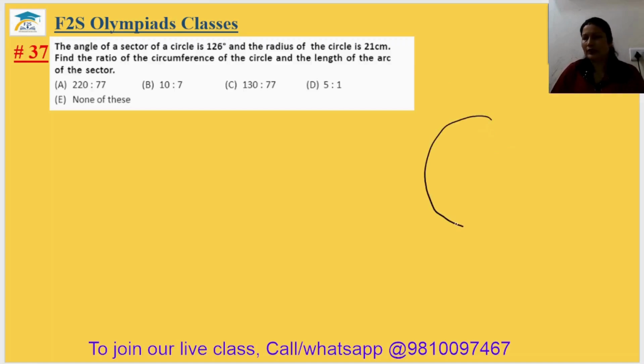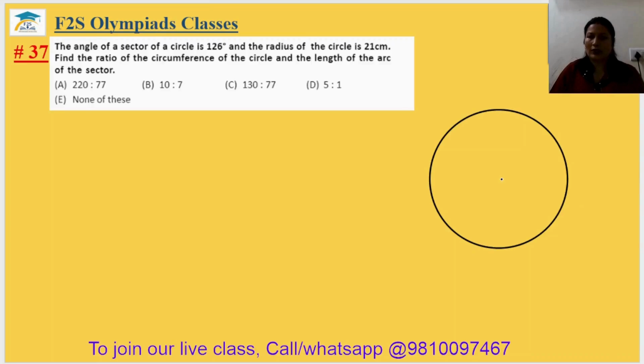तो for better understanding, first make a circle. So what is the sector? Sector is when two lines, two radii are there, then this is known as sector. So actually angle is given 126 degree. So this angle is suppose 126 degree.